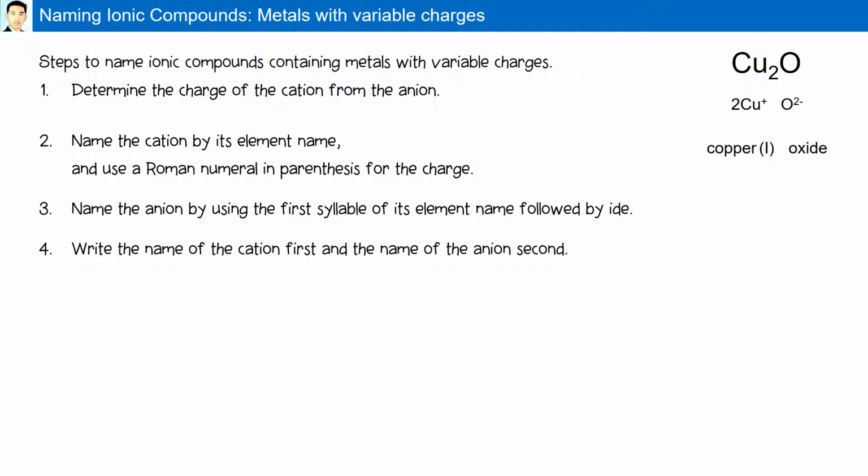Finally, we write the name of the cation first and the name of the anion second. Here we have copper 1 oxide. Key note: copper 1 oxide is written as Cu2O. The 2 does not denote what's in the parentheses. The 2 just implies how many copper atoms are present.